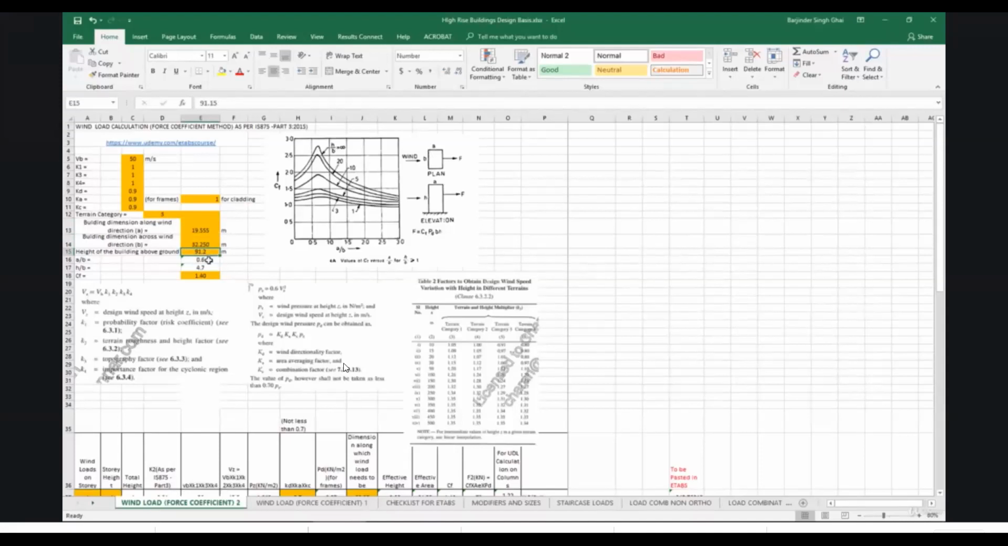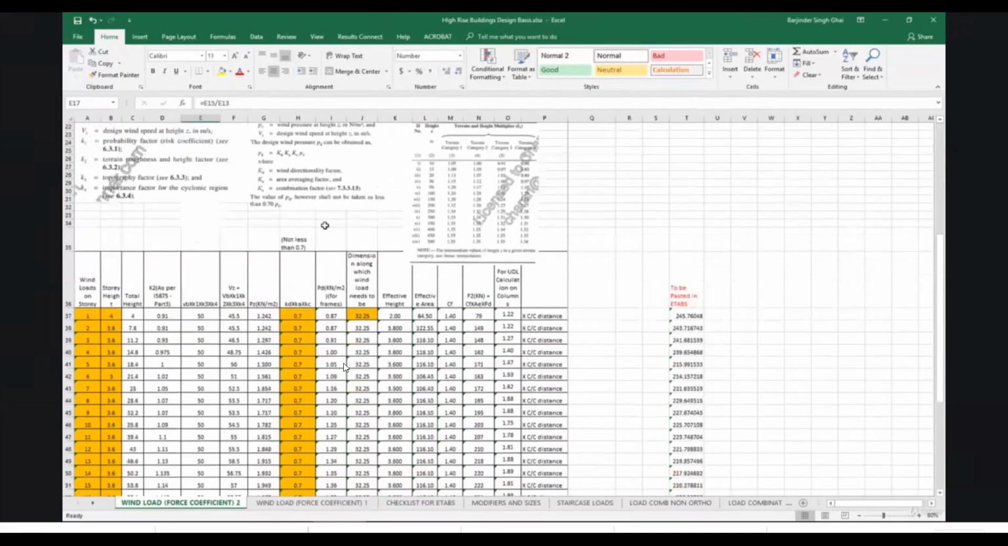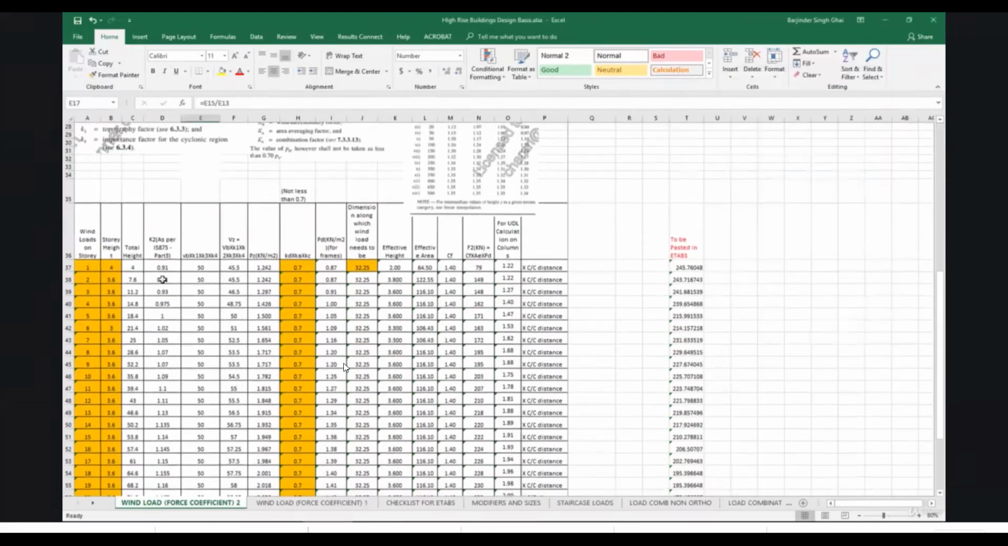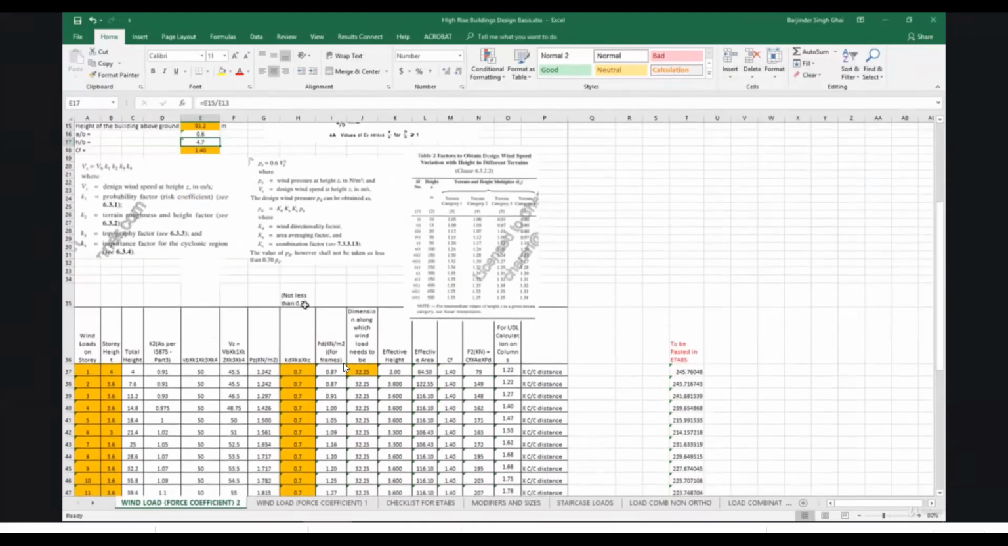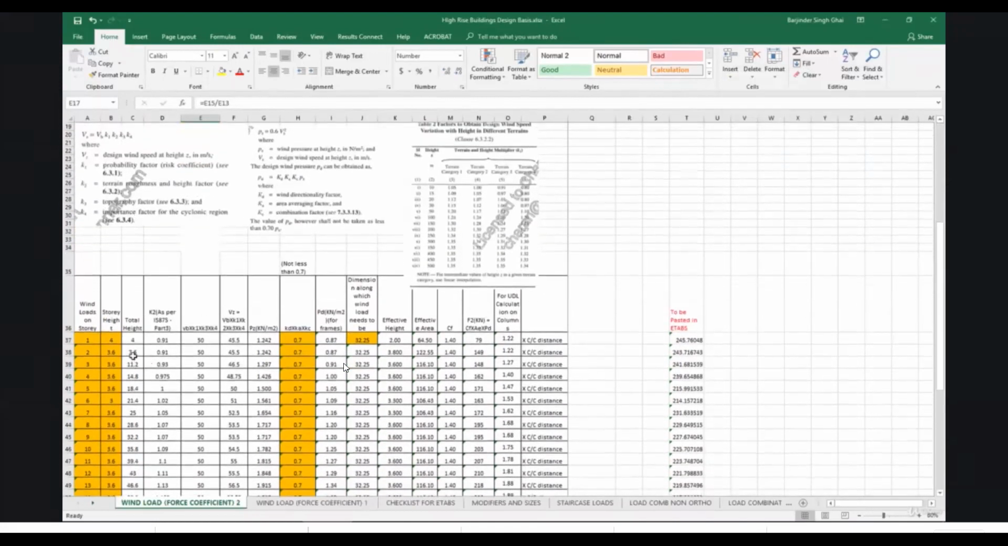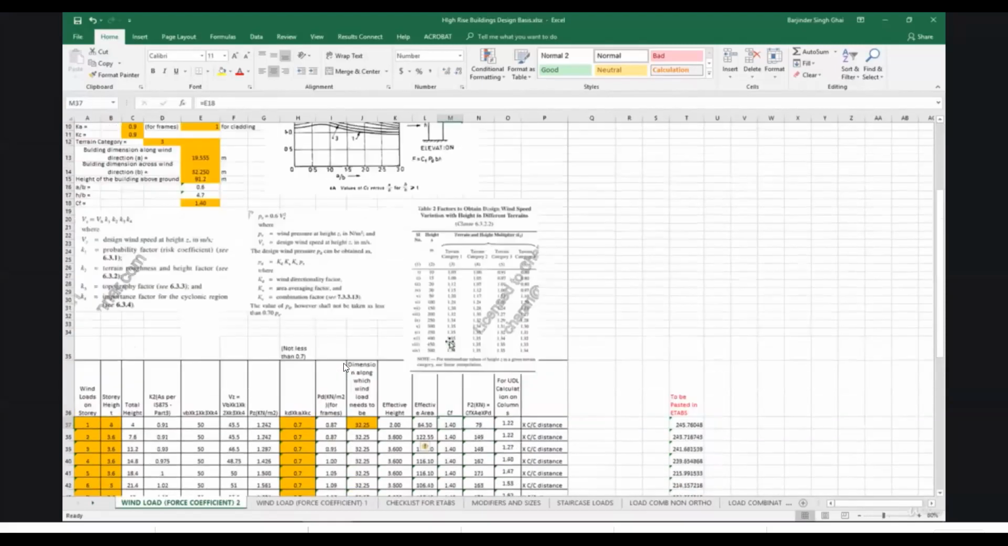The height of the building above ground is same. So A upon B value comes out to be 0.6 and H upon B value approximately 4.7. When we see A upon B 0.6 and H upon B 4.7, it comes around here. So CF value comes out to be approximately 1.4. So if we input all the values here, that is story height and total height and K2, all the calculation is same except for this CF value.